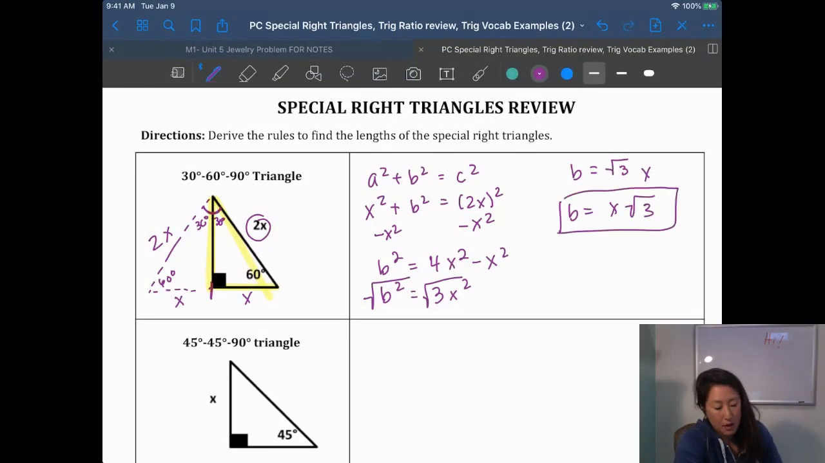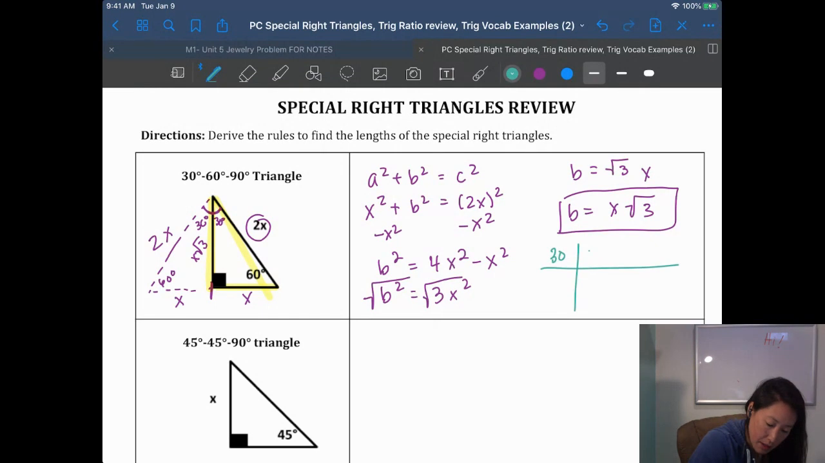So we have 30, 60, 90 triangle rules. Across from 90, we use the rule of 2x. Across from 60 would be x square root 3. And across from 30 is x. We're gonna use that later, so don't forget, write it down.